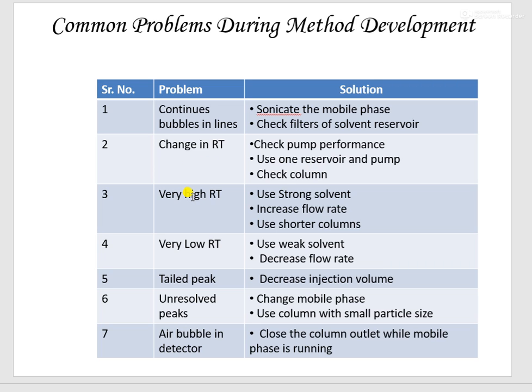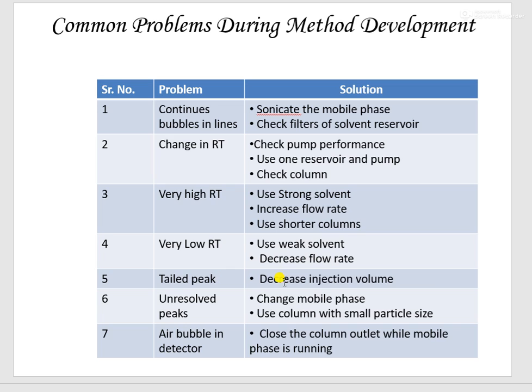Very high retention time means your analysis time is very high, so use strong solvent. What is strong solvent? Strong solvent is that solvent which increases the elution of your sample. So go for strong solvent. Acetonitrile is stronger than methanol, and methanol is stronger than water in case of reverse phase chromatography. You can also increase the flow rate for decreasing the retention time, or you go for shorter columns. Very low retention time, use weak solvent, because weak solvent will not cause fast elution of your sample. Or you can decrease the flow rate.